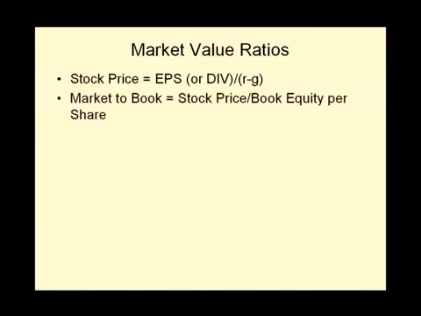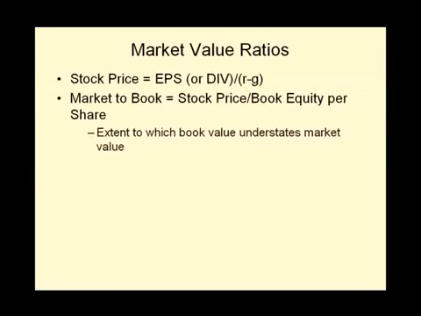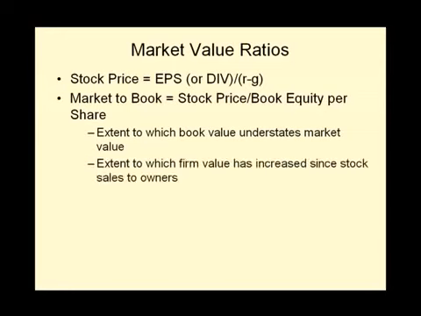The second market value ratio is the market to book ratio. We've discussed this ratio before in the course. It's defined as the ratio of stock price to book equity per share. And it indicates the extent to which the book value of the firm understates the market value, or the extent to which the firm value has increased since the stock sales to the owners of the firm.